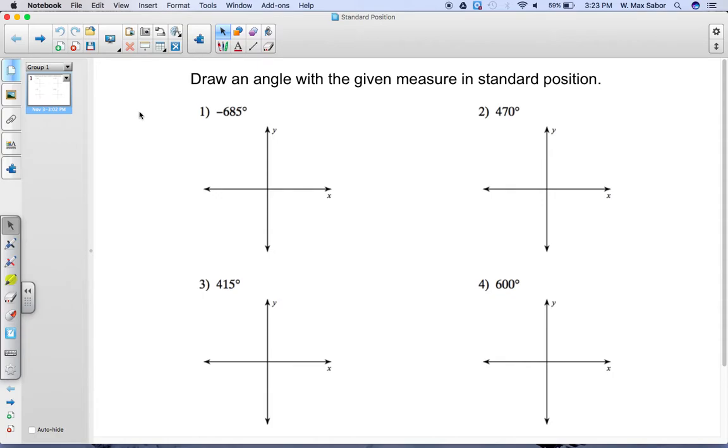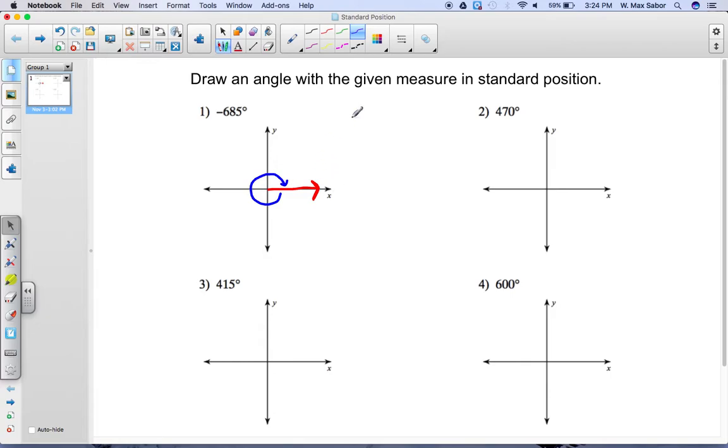I was told my explanation on standard position was confusing, so let me try to explain it better. An angle in standard position always has one ray along the positive x-axis. The other ray is determined based on the angle. In this particular case, because we have negative 685, that's more than a full negative rotation.